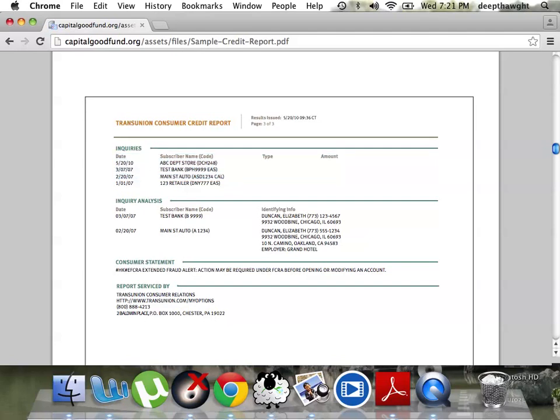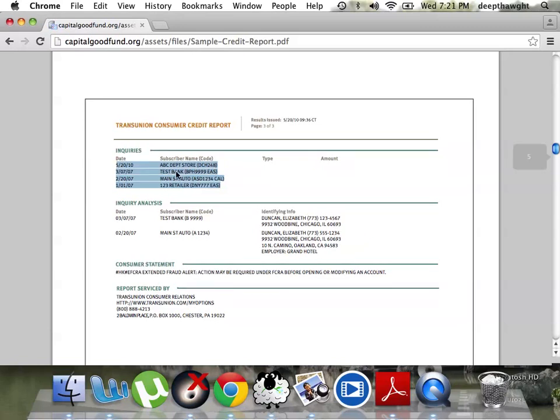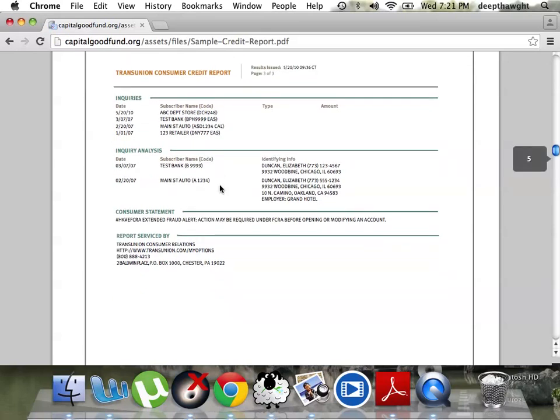Okay? So you can dispute these credit inquiries simply by copying and pasting this information and actually putting it in the letters and demanding that they be removed for the reasons that they're not yours. You did not authorize these inquiries. You did not authorize these companies to report on your credit. It's very simple. All right.